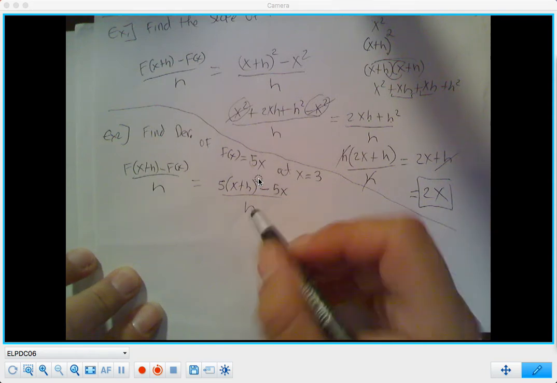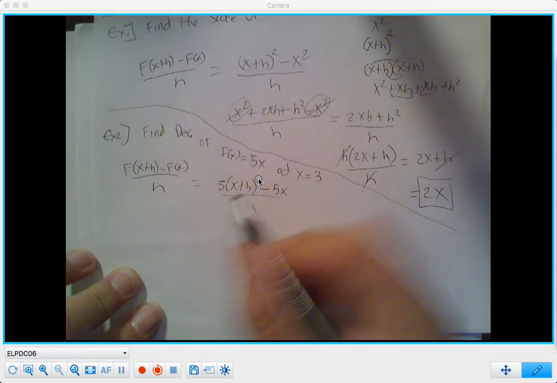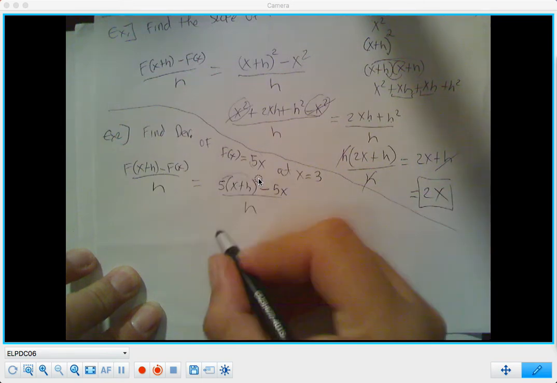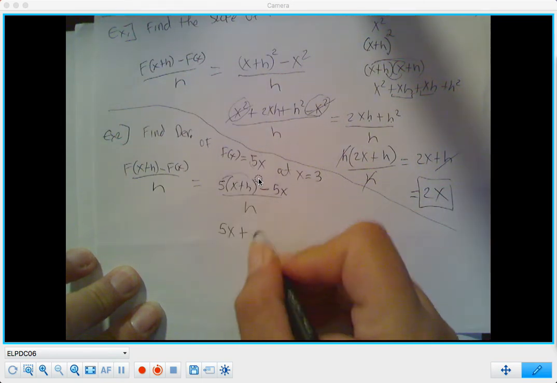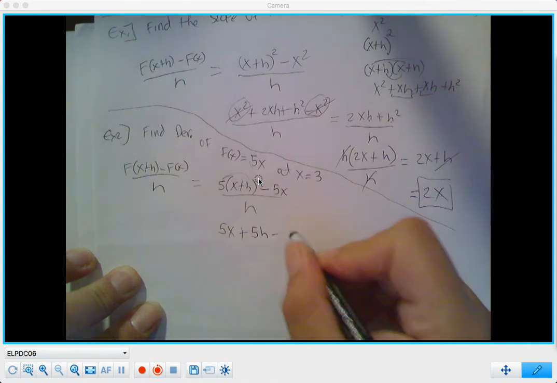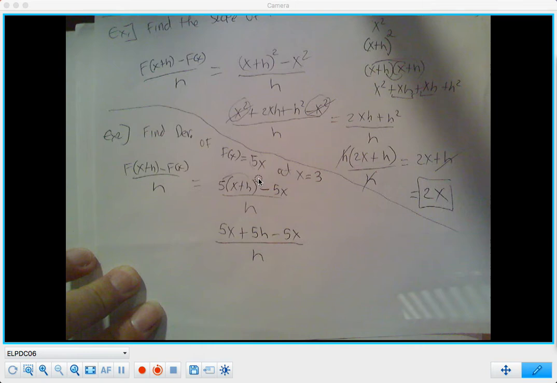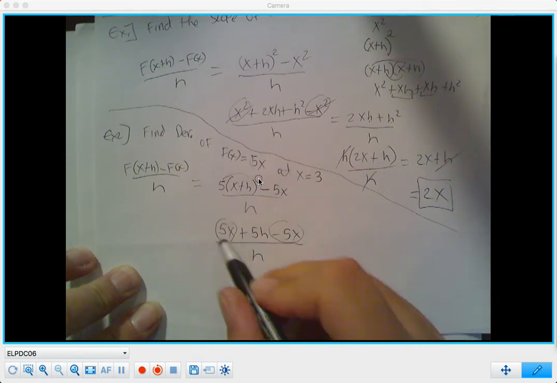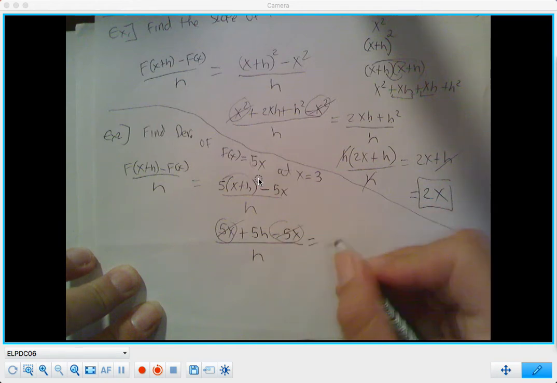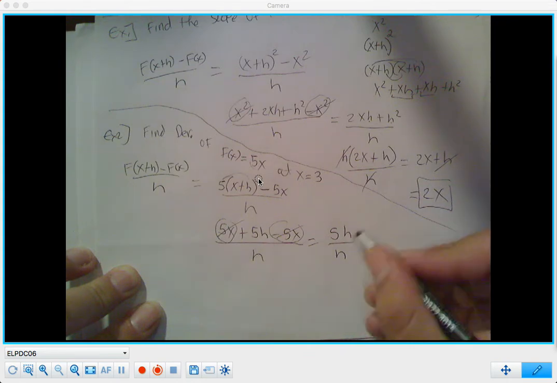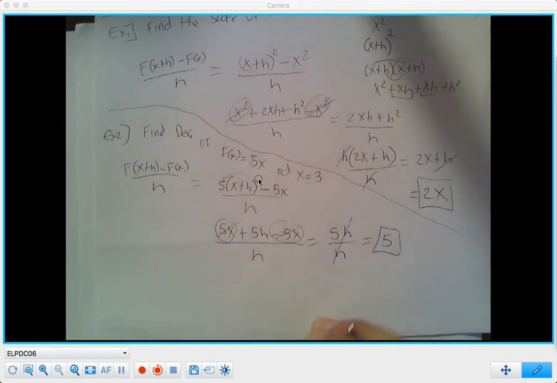Again, we have to simplify this. You have a 5 on the outside, so you have to distribute it. So you're going to have 5x plus 5h minus 5x. And then the denominator stays. Look, this one is easy. You have a negative 5x, you have a positive 5x. They cancel out. So we end up with 5h over h. So what happens to the h's? Top and bottom, they cancel out. So the slope would be 5. Piece of cake, right?